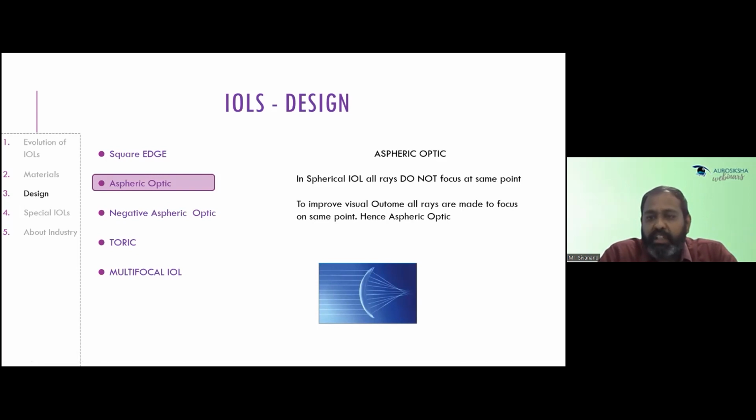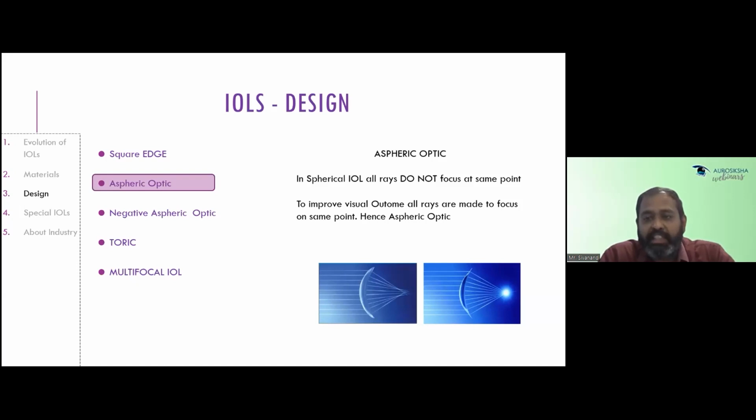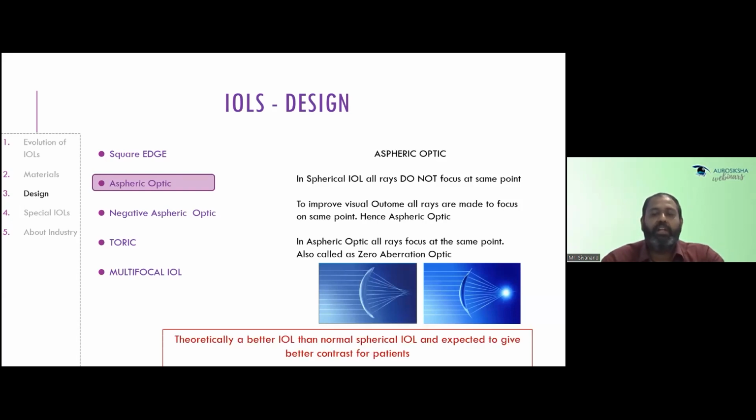So to improve the visual outcome, you make the lens surface not a sphere, and thereby you achieve a common focus at all the points. So the benefit of an aspheric lens is that you get a better quality of the image. And that's what you will see, that some of the aspheric lenses are more costly than the plain monofocal lenses. This is called a zero aberration optic. So theoretically, a better IOL than the normal spherical IOL and expected to give better contrast for patients.